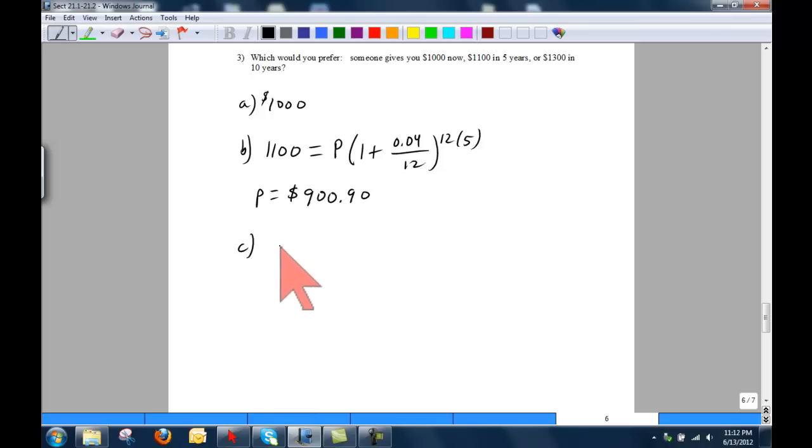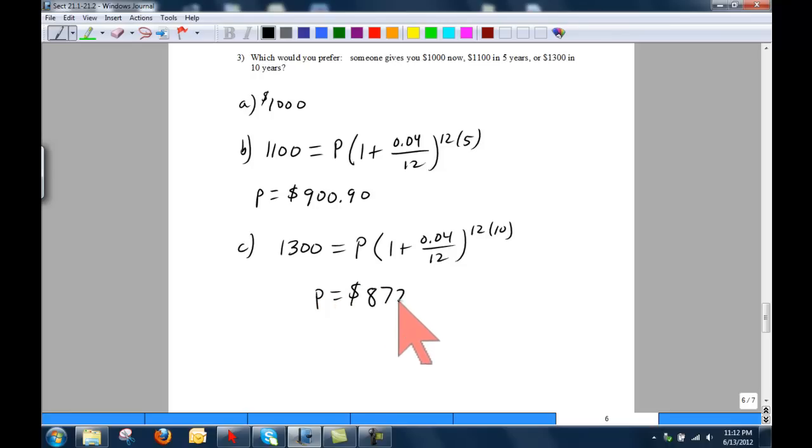And for the third situation, the final amount is $1,300. You want to know the present value investing at 4%, 12 times per year, for 10 years. Solve for P and get $872. And so, which is best? Actually, in this case, the $1,000 is best for you. It gives you the most money, has the highest present value.